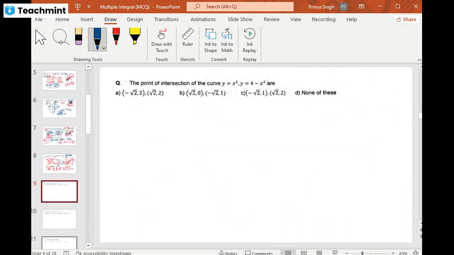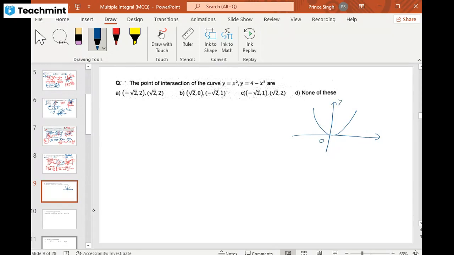Okay, now let us move to the next question. The next question is we want to find out the point of intersection of the two curves. Okay, so y equal to x square. y equal to x square means x can be negative, x can be positive, but y is always positive. It means that it is an upward parabola. This side y, this side x.